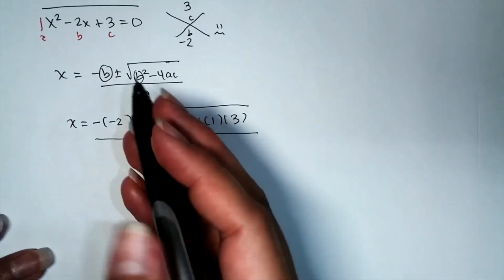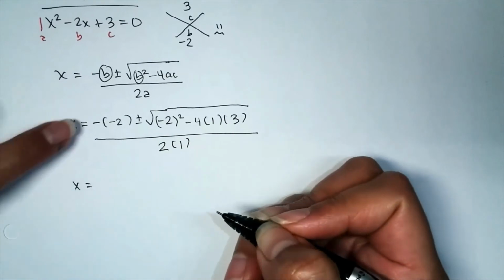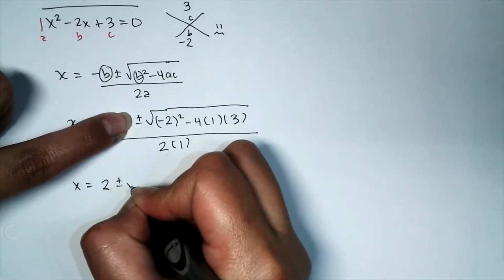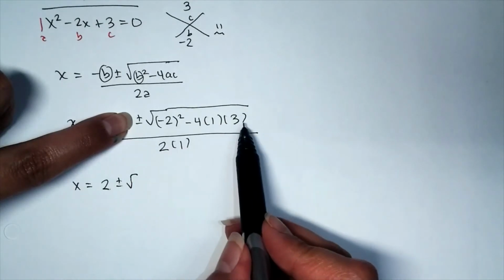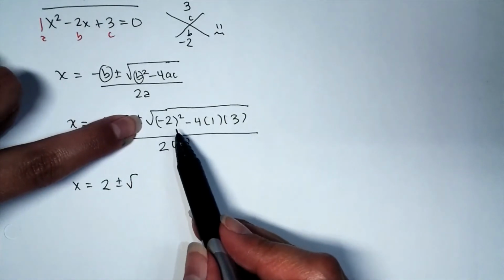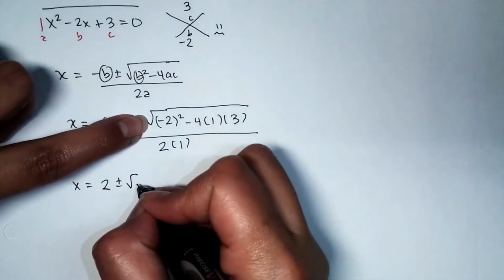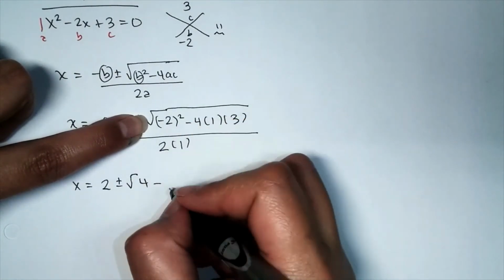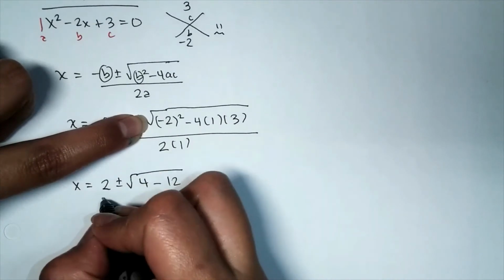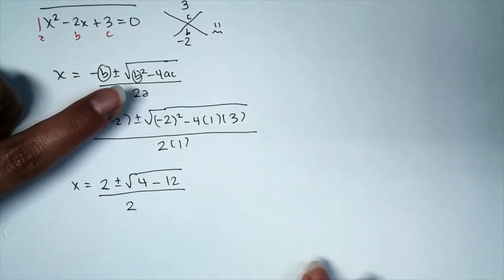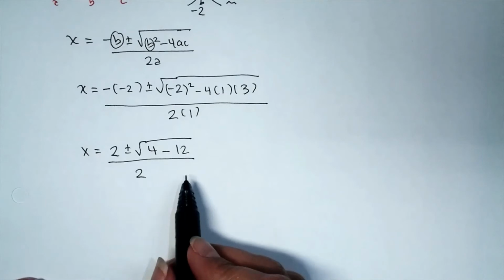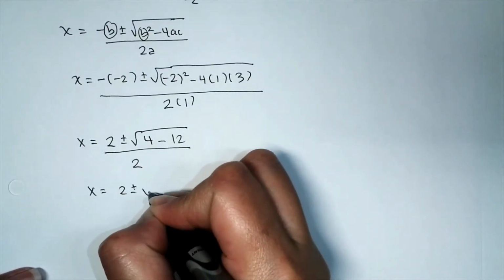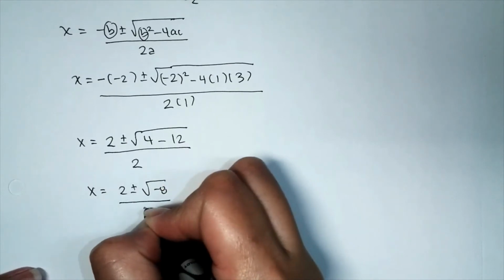So that will give us x equals opposite of -2, which is +2. And then we're going to add or subtract. And if you have a calculator, just punch it in. I don't, so I'm going to freehand it. The square of -2 is 4. Minus the product of 4, 1, and 3, which is 12. And that's all over 2. Fantastic. The difference of 4 and 12 will give us, what is that again? 8, but -8. And that's all over 2.